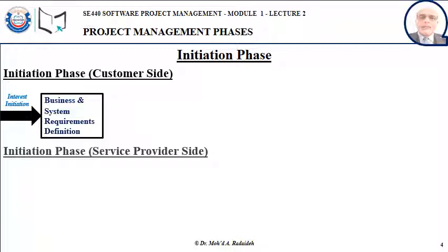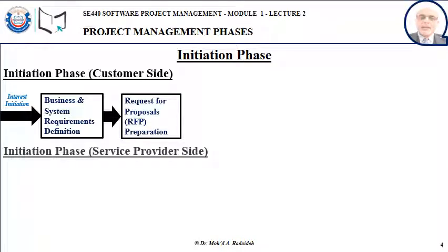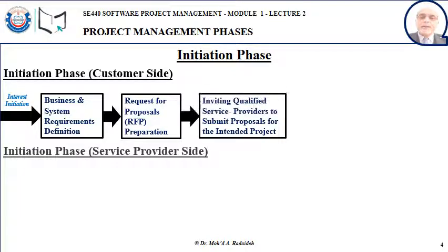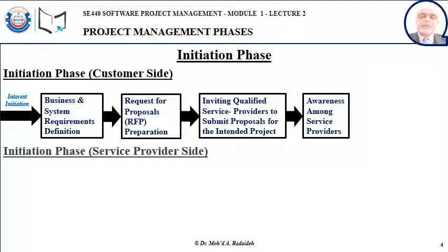The first thing the customer would do is to define the business and system requirements for that system. Then compile those requirements into a request for a proposal, an RFP. The RFP would be shared with service providers either by inviting them directly or by running a public ad advertising the project opportunity. Service providers become aware of the business opportunity or the project opportunity at the customer side.